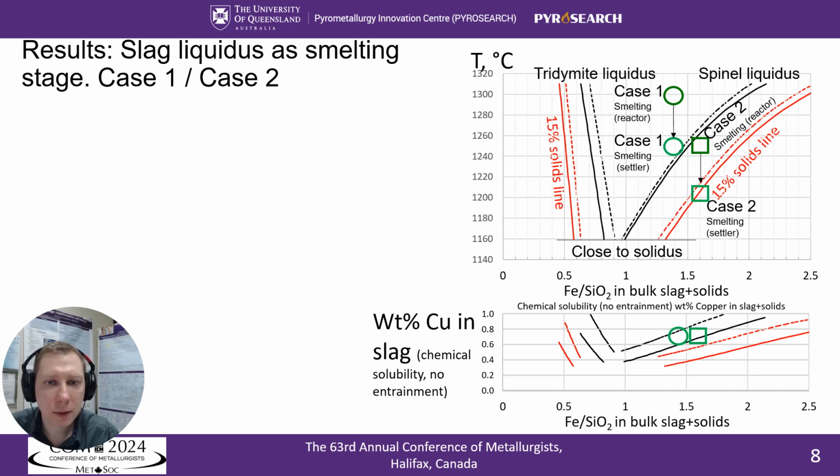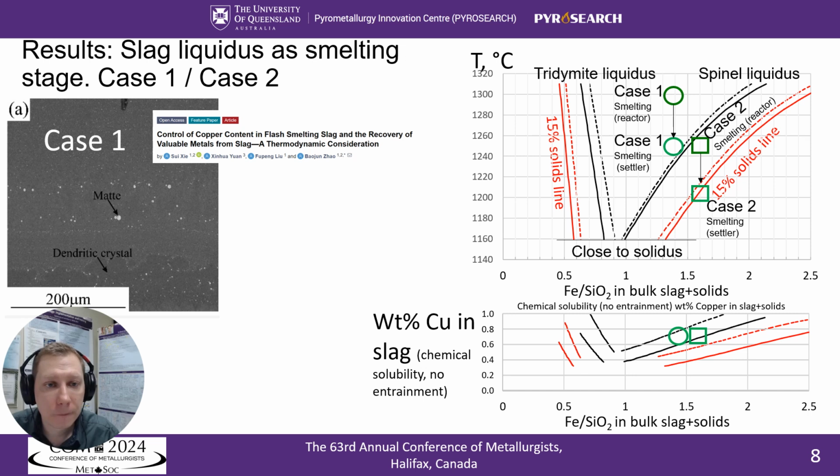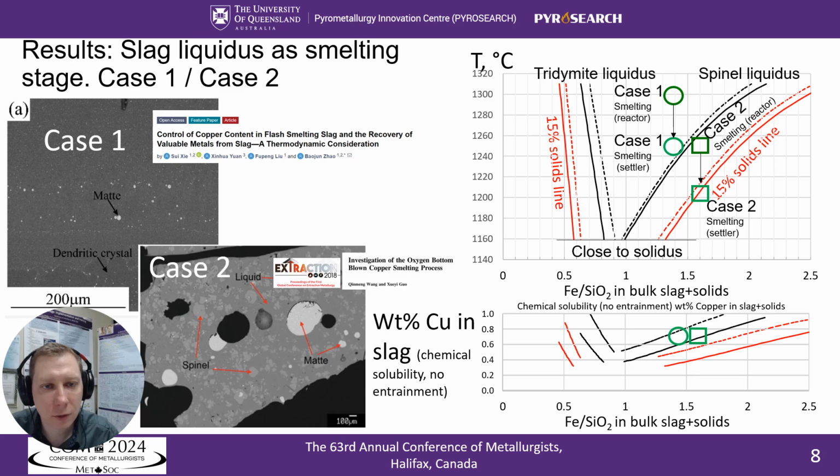First, we can see that operating conditions are above liquidus for case 1, even if the settling temperature for slags is somewhat lower compared to the reaction zone. This results in solid-free slags. In case 2, the slags are deep below spinel liquidus, which is confirmed by electron microscope images of plant samples. Chemical solubility of copper is only 0.6–0.8 weight %, and higher observed values in plant samples are due to the entrainment of matte.